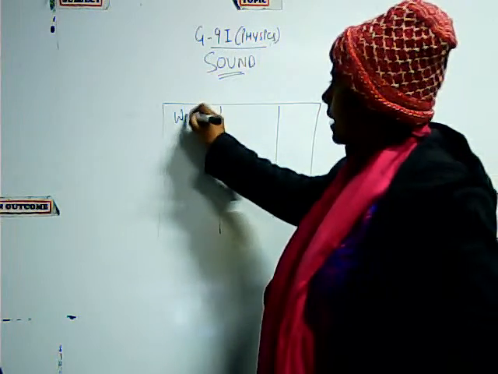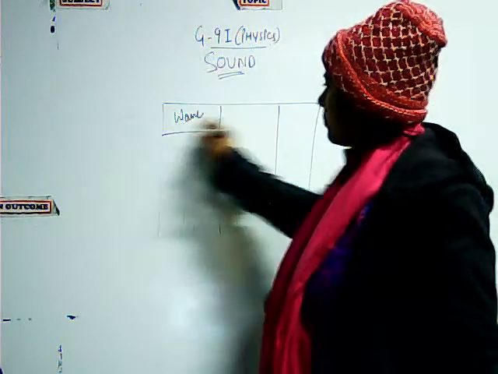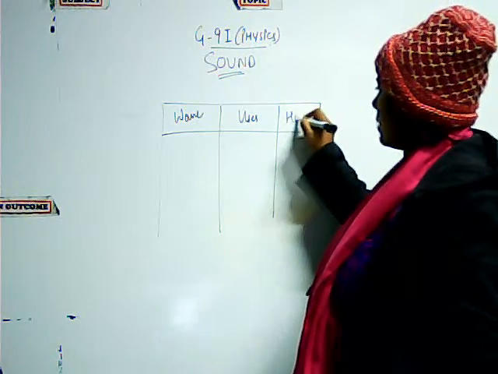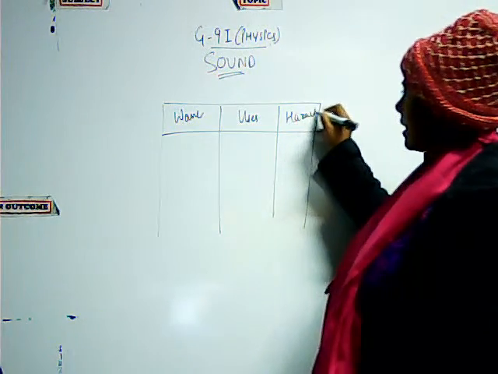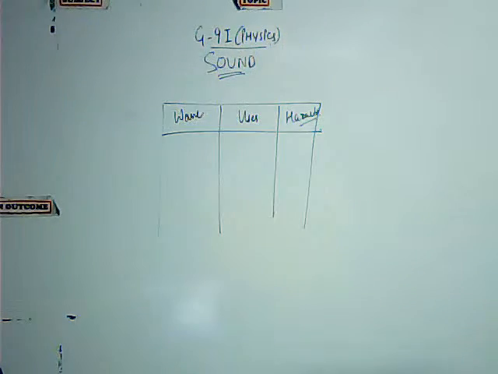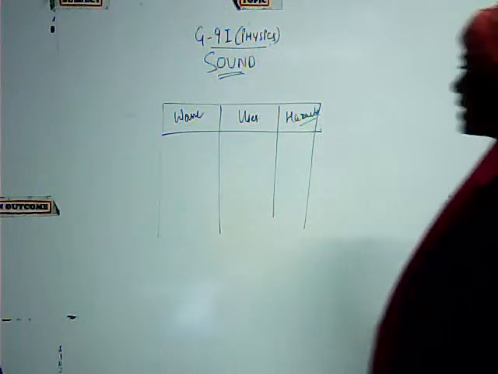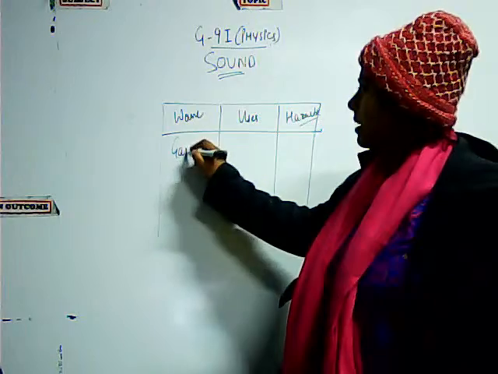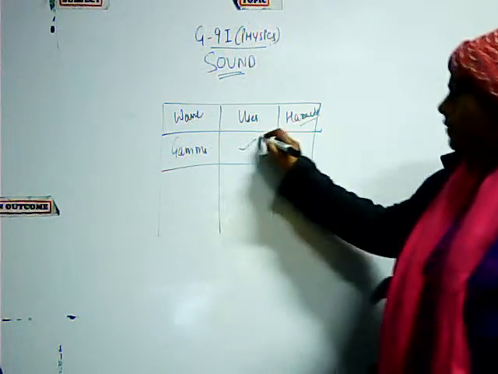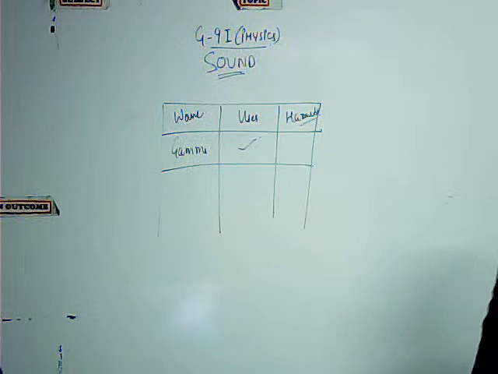Here you are going to write about the wave type. Then you will be writing about the uses. Then you will be writing about the hazards, the problems which you can have because of that wave. For example, the first one is your gamma rays. You can write about the uses of gamma rays over here, that they can be used for medical purposes, for treatment of cancer and all.